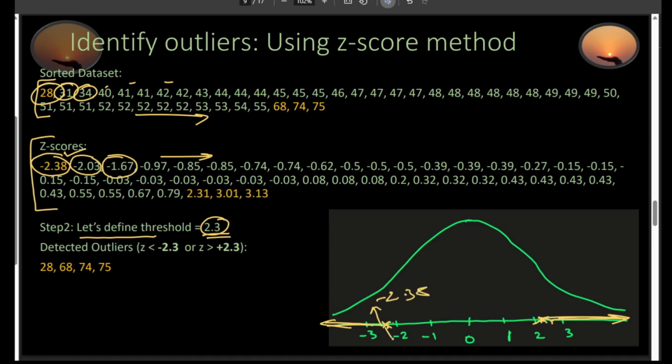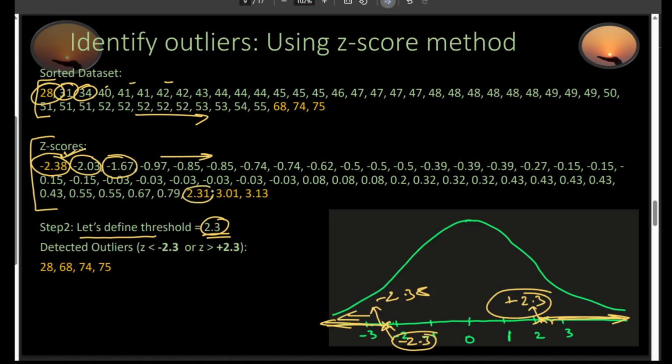This threshold, I'm assuming that this is minus 2.3, and because I'm taking it minus 2.3, this threshold is going to be plus 2.3. So any value, and as you can see, minus 2.38, it falls in this side. Then let's look at another one right here.